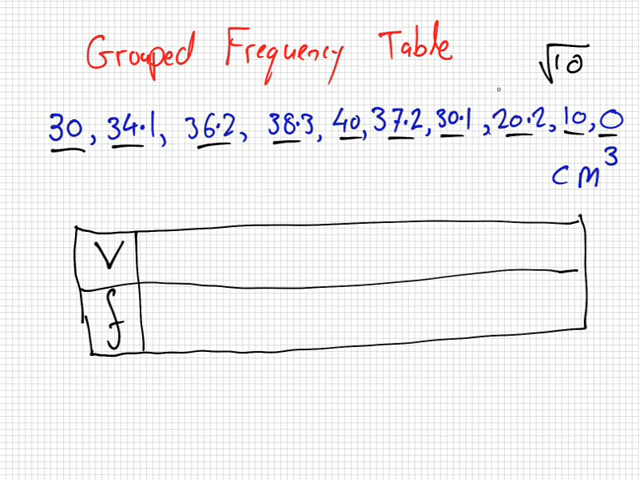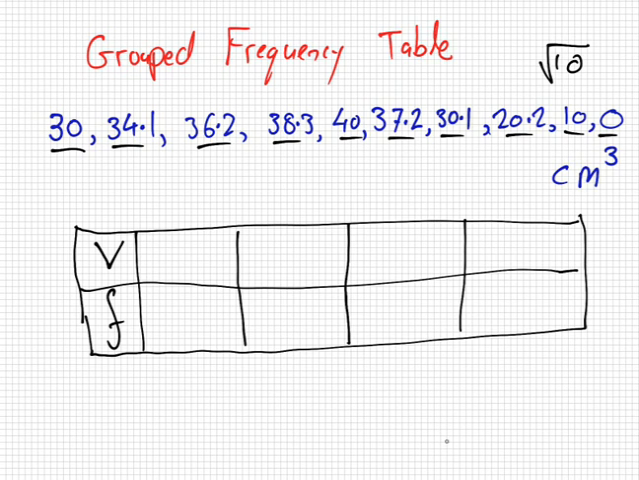3.16, so 3.2. And you round this number up. So if I round this number up, what do I get? 4. Yeah, so I make my table have 4 boxes.